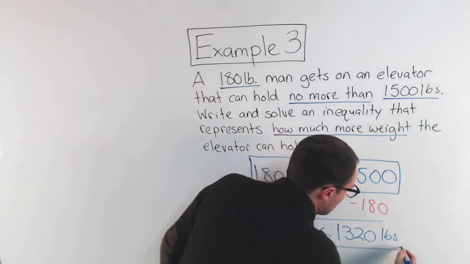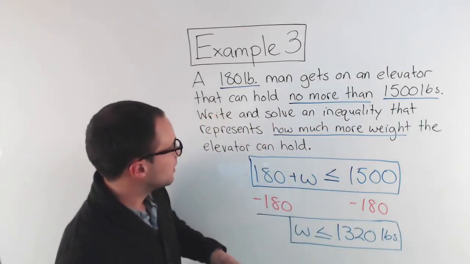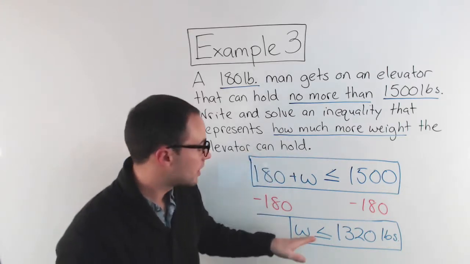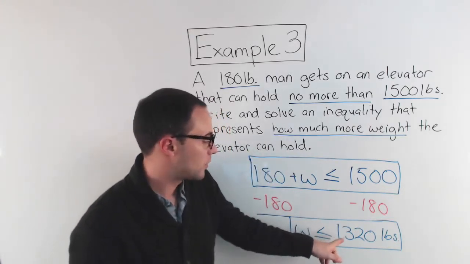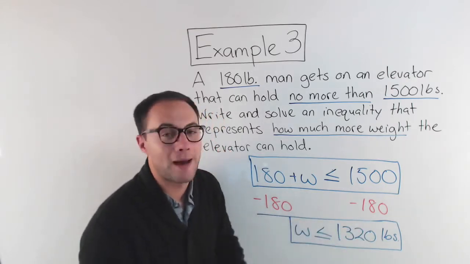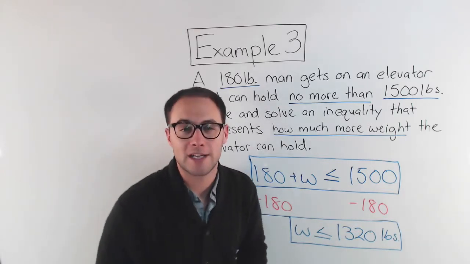So what does that mean in this problem? That means how much more weight can the elevator hold? The elevator can hold no more than 1,320 pounds. Okay, that's the maximum amount of more weight it can hold. Okay, here's one last problem to try on your own.